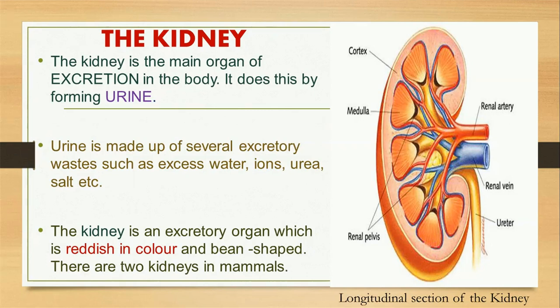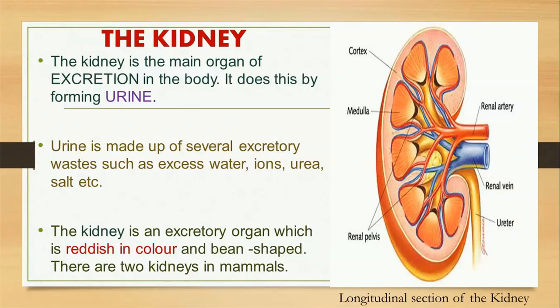Stop wondering. Urine is formed by the kidneys. The kidney is the main organ of excretion in the body, and it does this by forming urine. Urine is made up of several excretory waste products, such as excess water, iron, urea, salt, and so on. The kidney is an excretory organ, which is reddish in color and bean-shaped. There are 2 kidneys in mammals, so we have the right kidney and the left kidney.